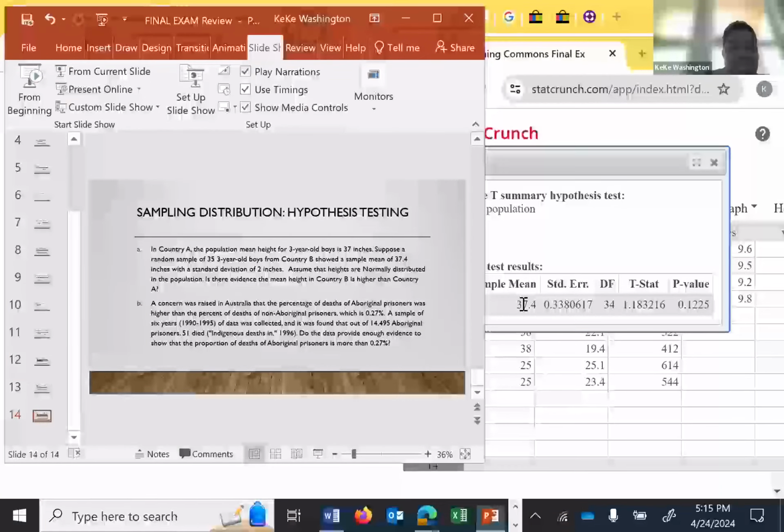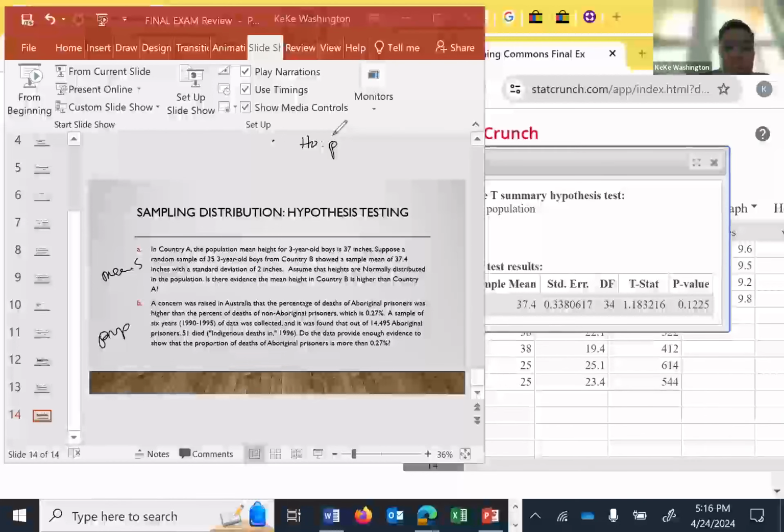All right, so once again, state my hypothesis, assuming all conditions have been met. Now, this is a proportions question. Remember, this was means. Okay, so therefore, my proportion that I was told, 0.27%. So we need to convert that 0.27% to a number. Move your decimal 2 places to the left. Remember, you cannot enter percents into your technology.